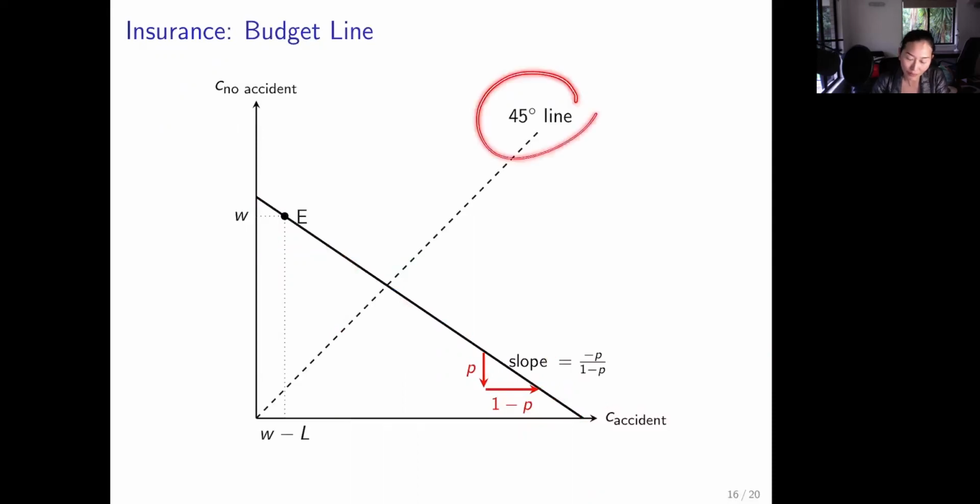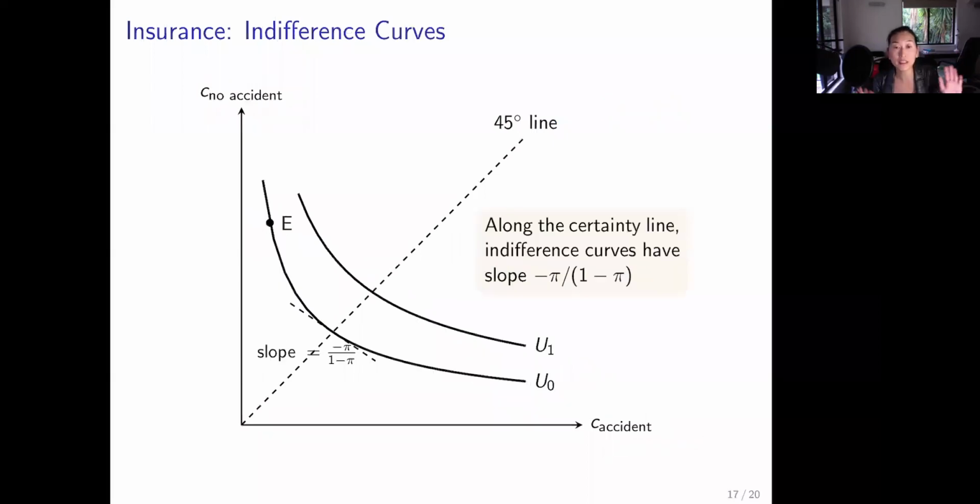Okay, we have a 45-degree line that represents C1 equal to C2. And we want to find the optimal bundle for this consumer that maximizes the expected utility value, right? Because of this uncertainty. So we have, let's say, an indifference curve that looks like that. So this indifference curve is an indifference curve of the expected utility function, right? The expected utility function is pi U(C1) plus 1 less pi U(C2).